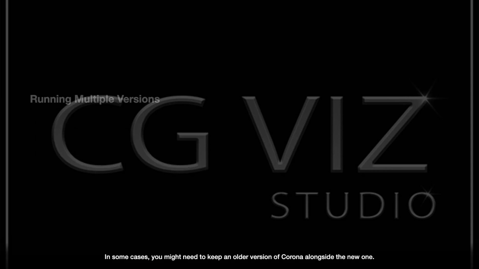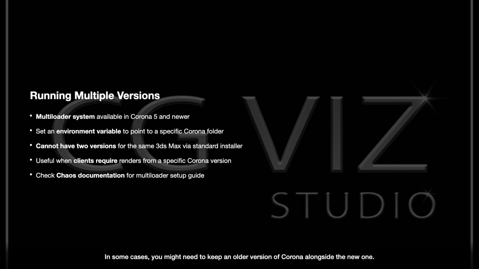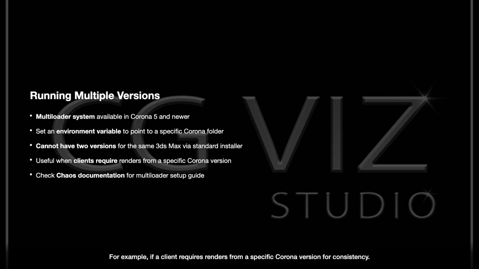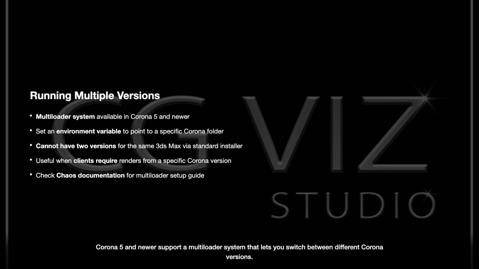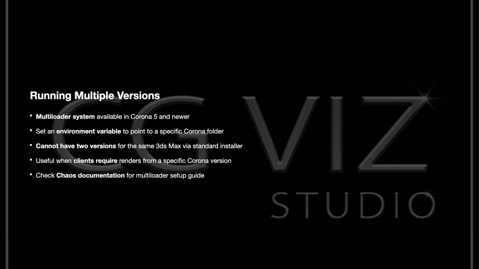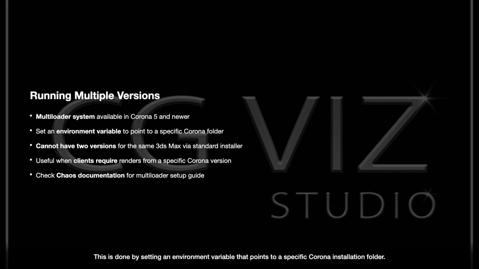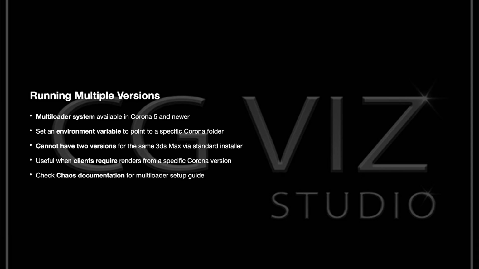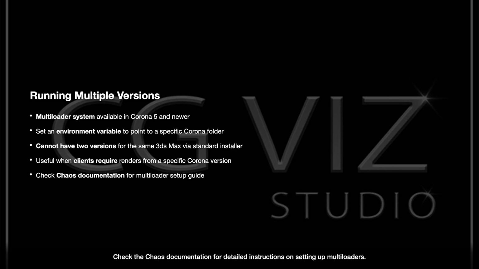In some cases, you might need to keep an older version of Corona alongside the new one. For example, if a client requires renders from a specific Corona version for consistency. Corona 5 and newer support a multiloader system that lets you switch between different Corona versions. This is done by setting an environment variable that points to a specific Corona installation folder. However, you cannot have two versions installed for the same 3ds Max version using the standard installer. Check the Chaos documentation for detailed instructions on setting up multiloaders.